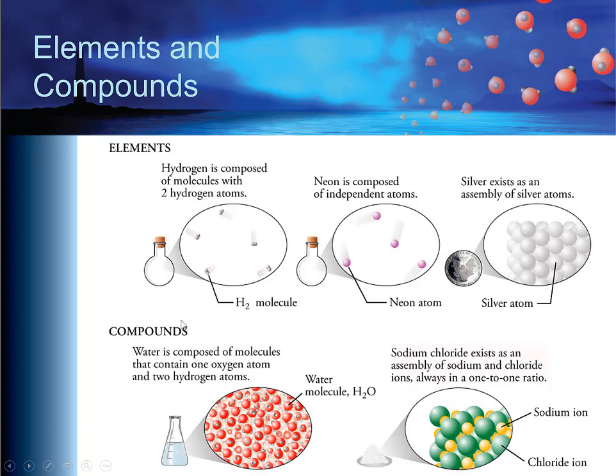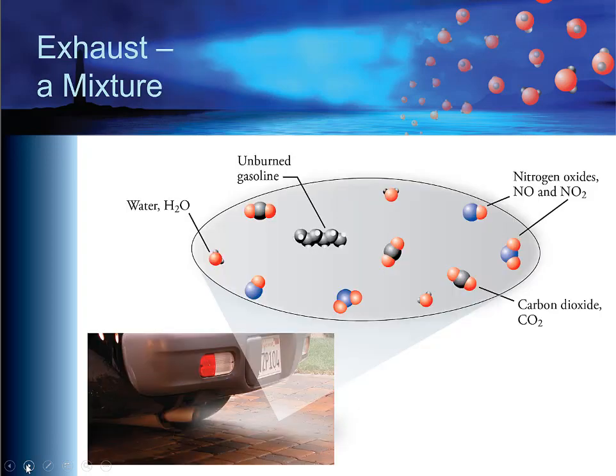All right, so in this case, they give us some different elements like just hydrogen, neon, silver, or they give us some examples of compounds, H2O, and sodium chloride, which would be NaCl. And here they show us that exhaust, like would come out of your car, is a mixture of gases. We have water, we have some unburnt gasoline, we have some nitrogen oxides, and some carbon dioxide. So that would be an example of a mixture.